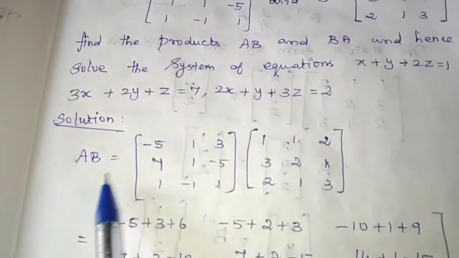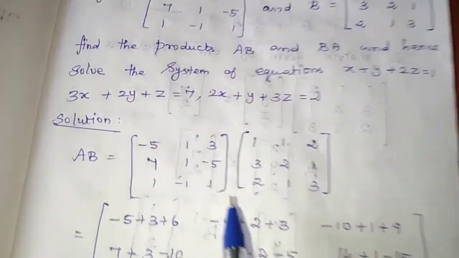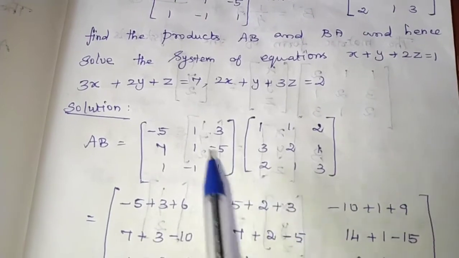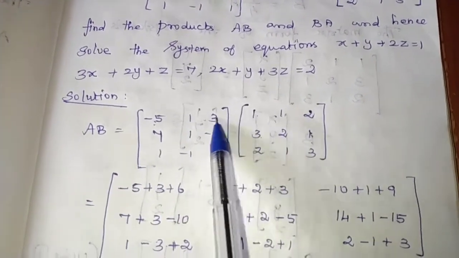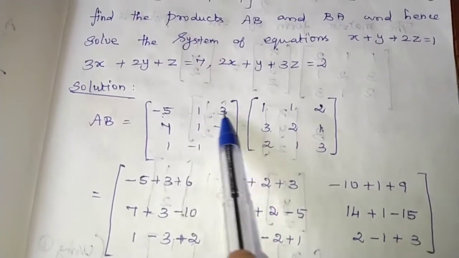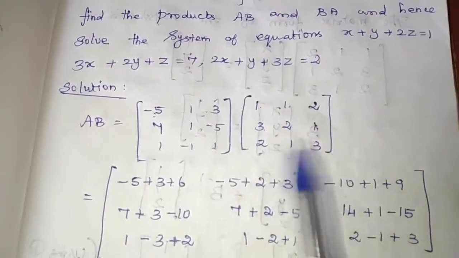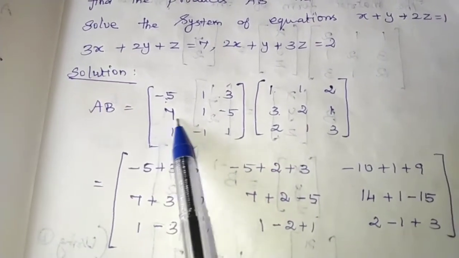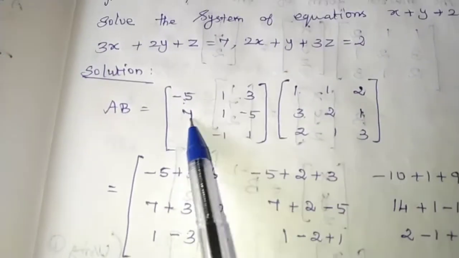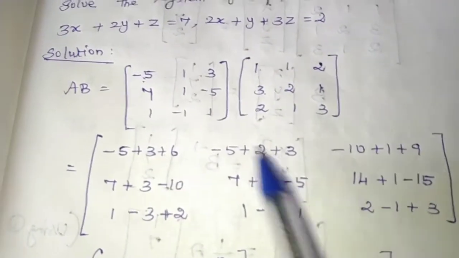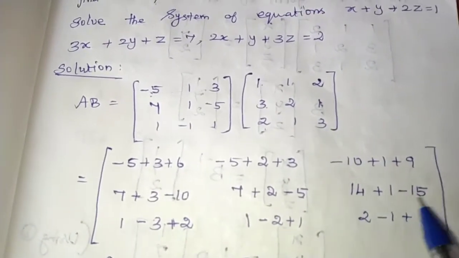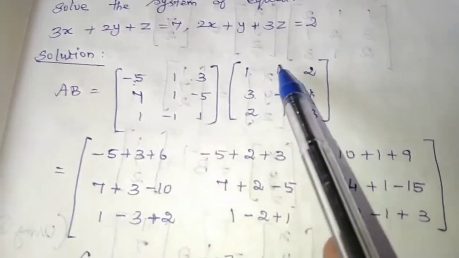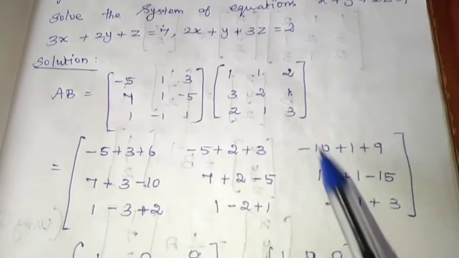First find AB. Now A matrix, B matrix. Now multiply using the row by column method. Minus 5 plus 3 plus 6. Next, first row, second column, multiply this. Next, first row, third column, multiply this. Next, second row, first column, second row, second column, second row, third column, multiply. Next, third row, first column, third row, second column, third row, third column.